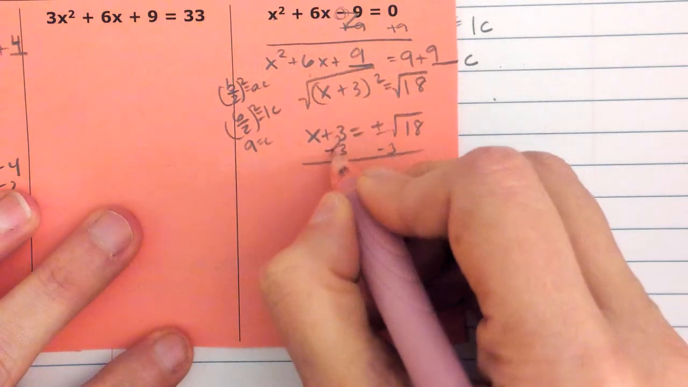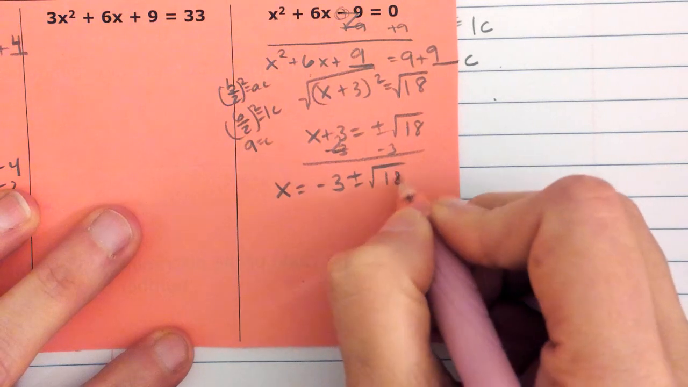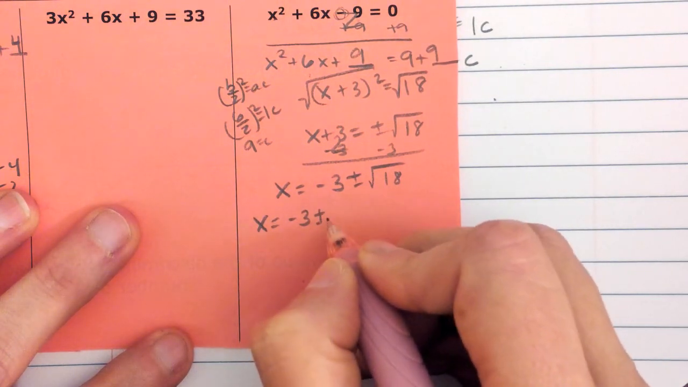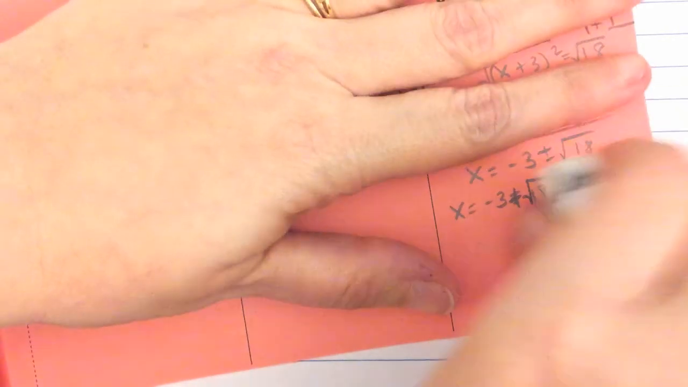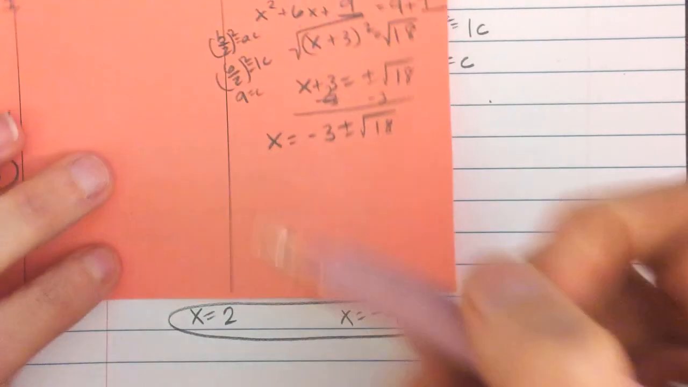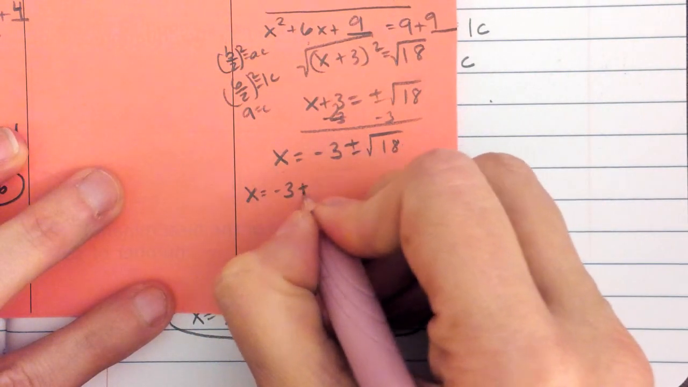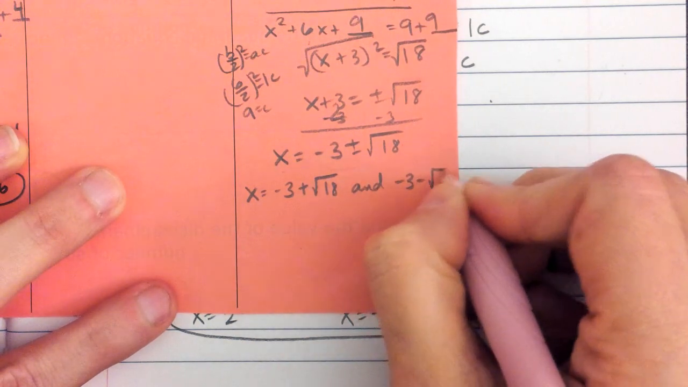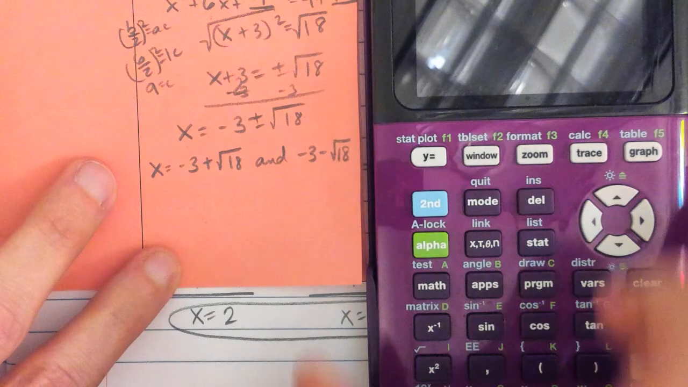I might see x equals negative 3 plus or minus the square root of 18. I might see x equals negative 3 plus the square root of 18. Let me erase that so that it's clear. Sorry. I might see negative 3 plus the square root of 18 and negative 3 minus the square root of 18, or I might see those actually worked out.